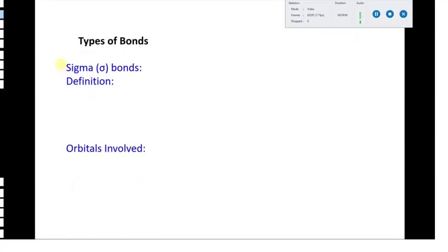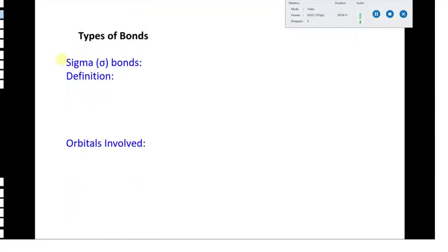All right, now the next thing we're going to get to is the types of bonds that form. So not all covalent bonds are the same as each other.